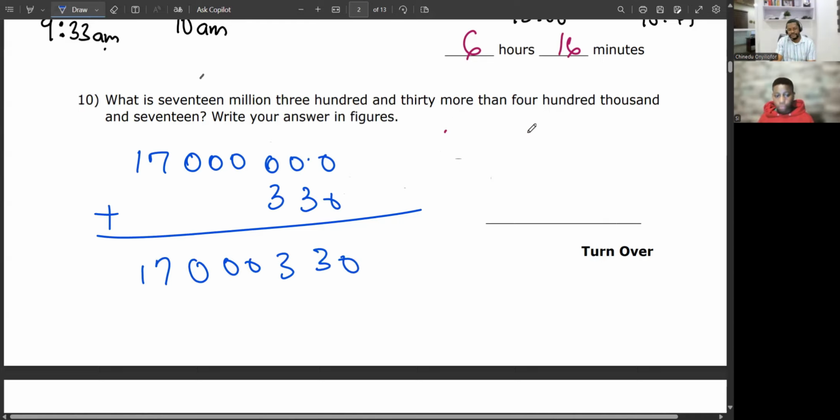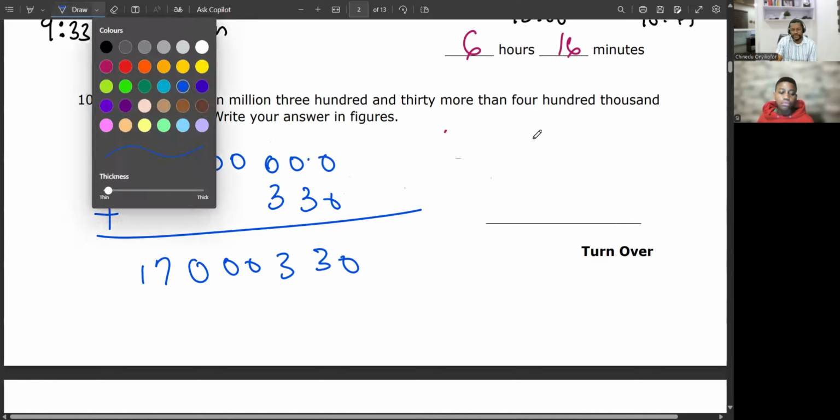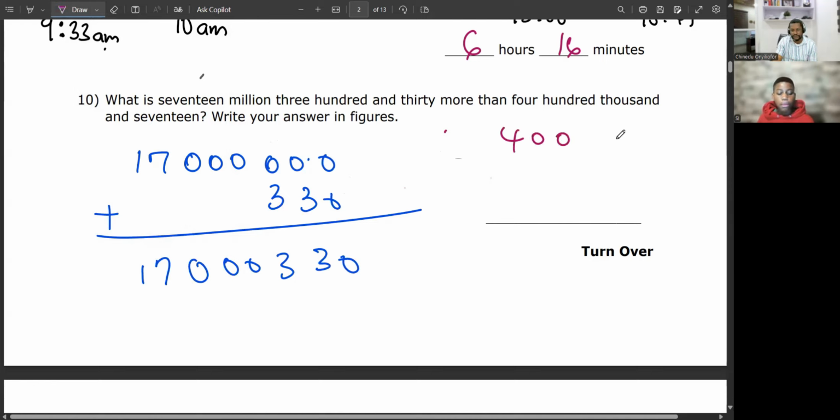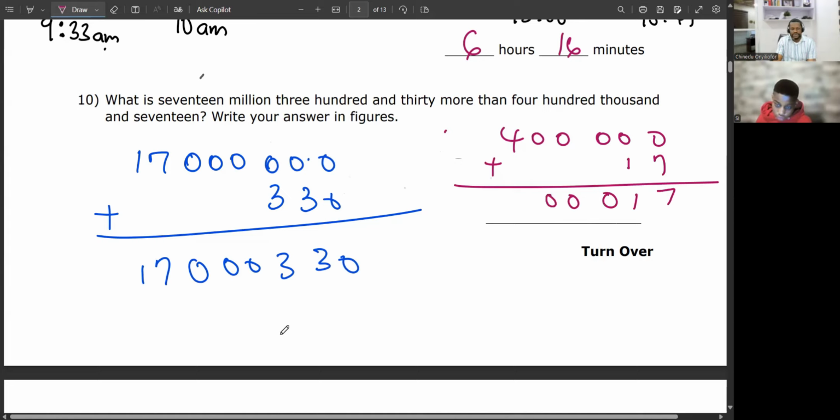More than 400,000. Now let's write it. This is 400,000. 400,000 and 17. So that's this number. So what is the difference between this and this?